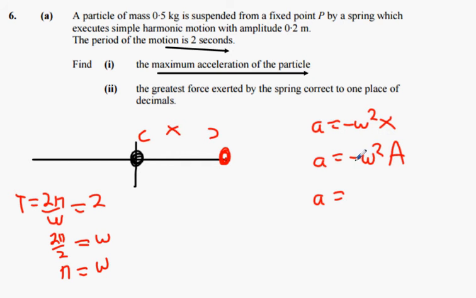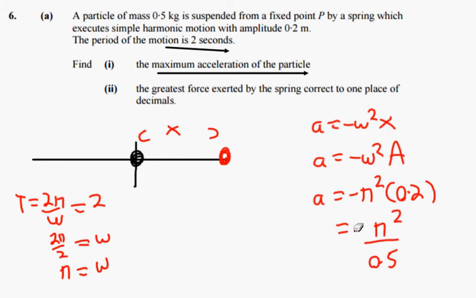The sign is irrelevant. We know it's going in the opposite direction. Just what's the acceleration? Okay, so the acceleration is going to be pi squared. And what's the amplitude? 0.2, which is minus pi squared times 0.2. You're forgiven for not using the minus. Full marks either way. Okay?